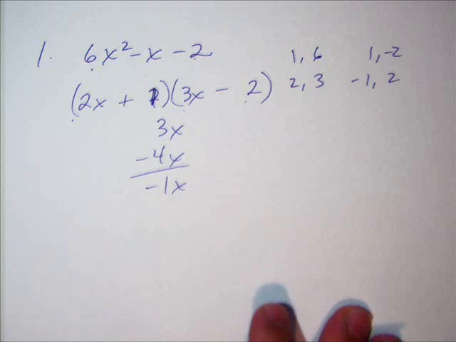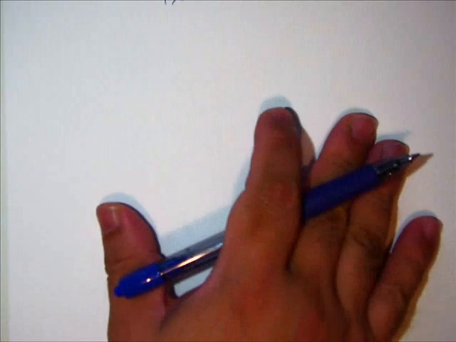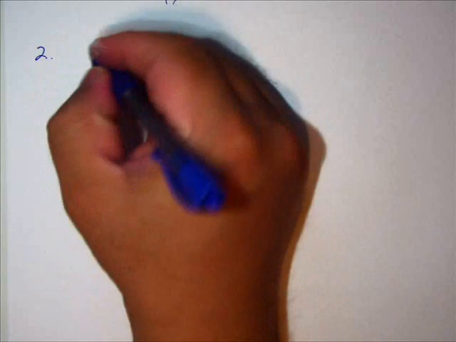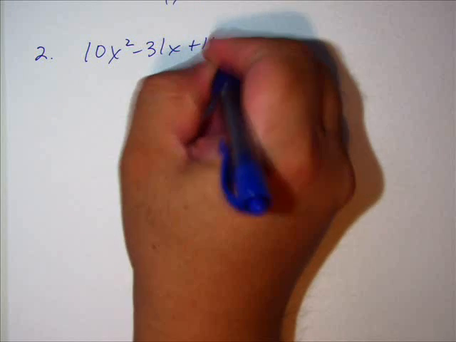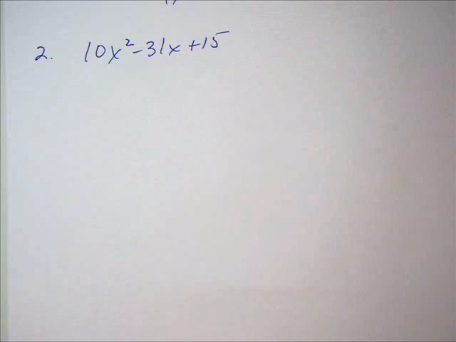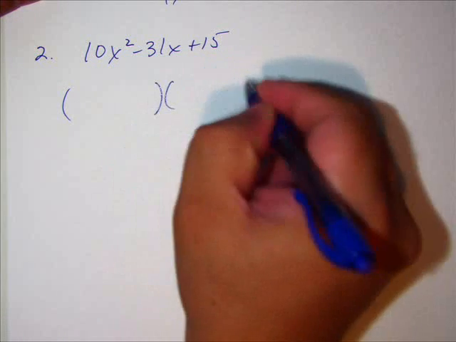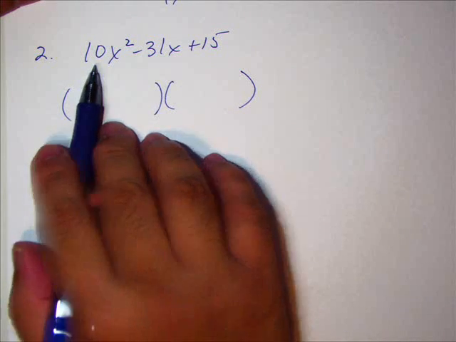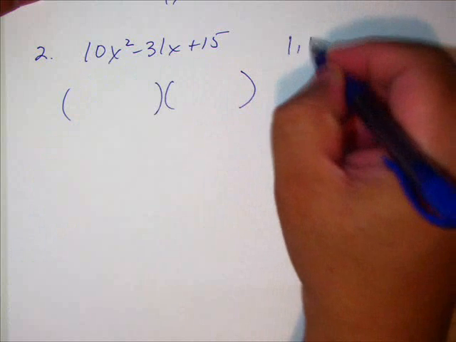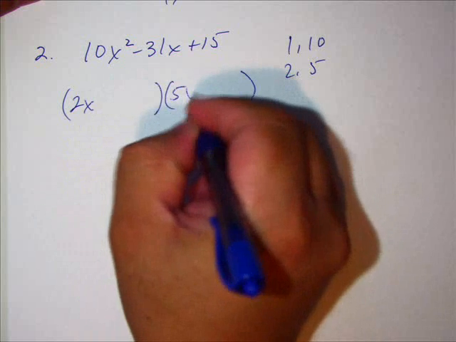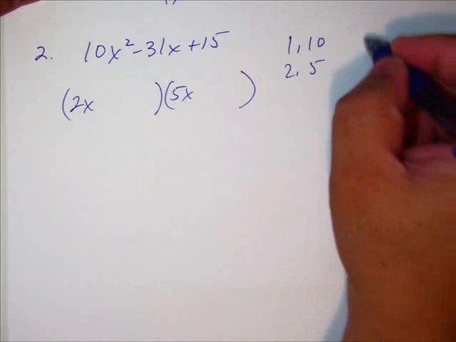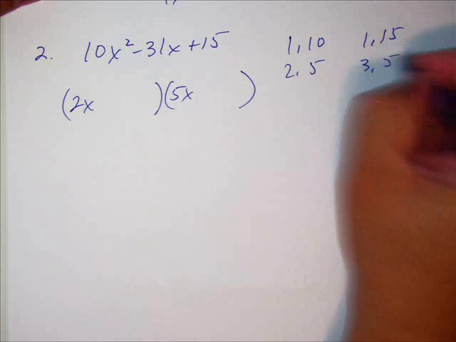Let's do another one. If you want to try this, go ahead and pause the video and try it now. Alright, we're looking at factors of 10. Not a whole lot of choices: 1 and 10, 2 and 5. I'm going to go with 2 and 5. Factors of 15: 1 and 15, 3 and 5.